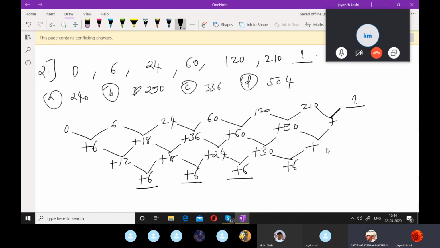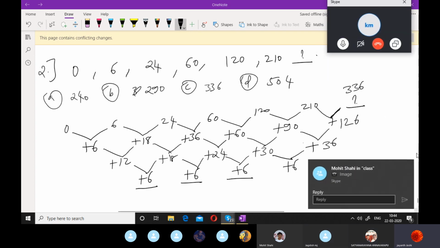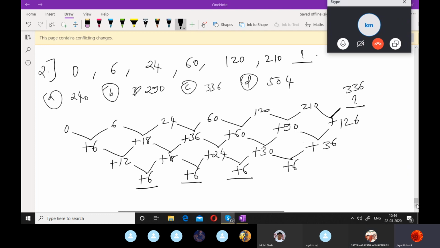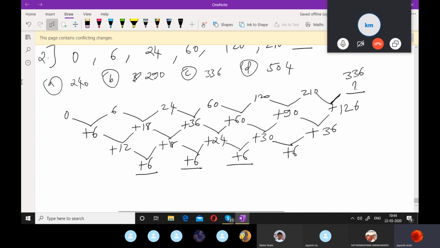So 30 plus 6, 36. 90 plus 36, 126. 210 plus 126, 336. You got the answer. So this is method number 1. Now method number 2. After doing a lot of practice and a lot of sums, you will also be able to do this problem in this method, which is going to be a direct method. So let's see how. 0, 6, 24, 60, 120, 210, question mark. So how to do this?